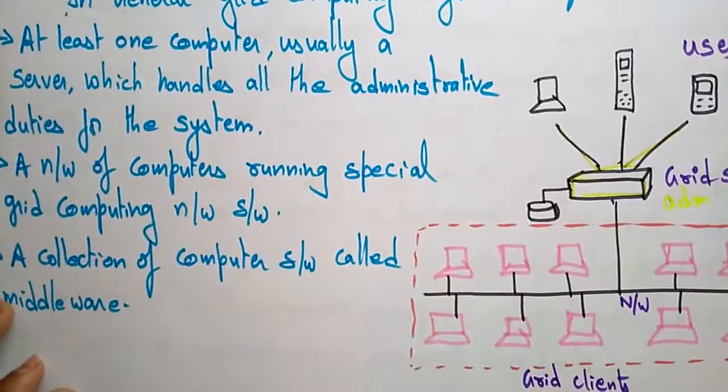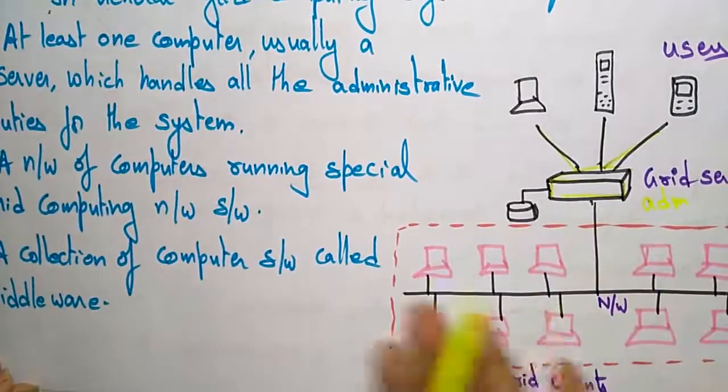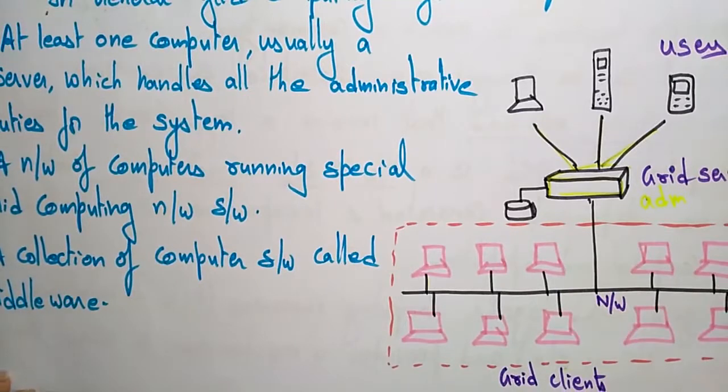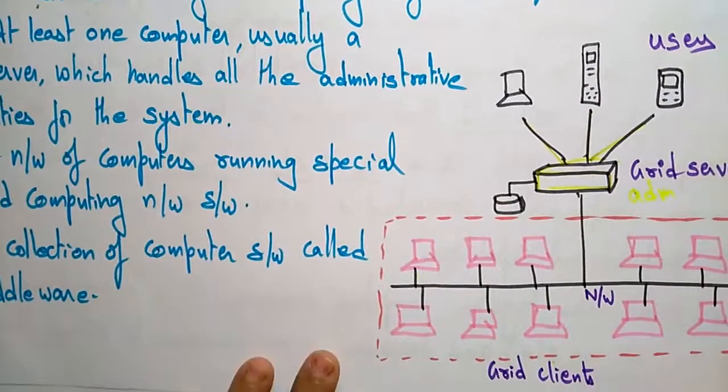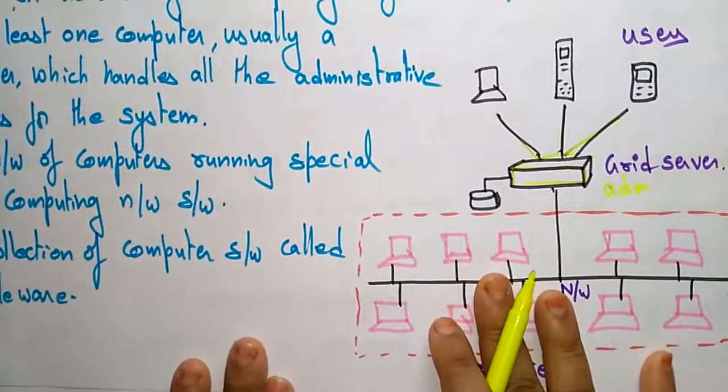A collection of computer software is called middleware. So this collection of computer software, each having its own software, you call it middleware technologies. Actually, I said grid computing has hardware resources as well as software resources. So this whole system has some network software which supports the grid.